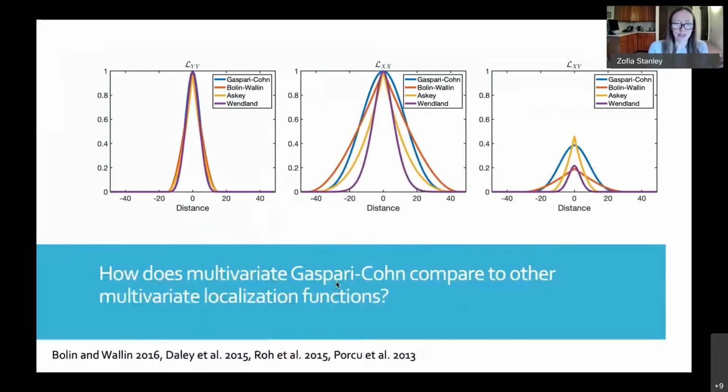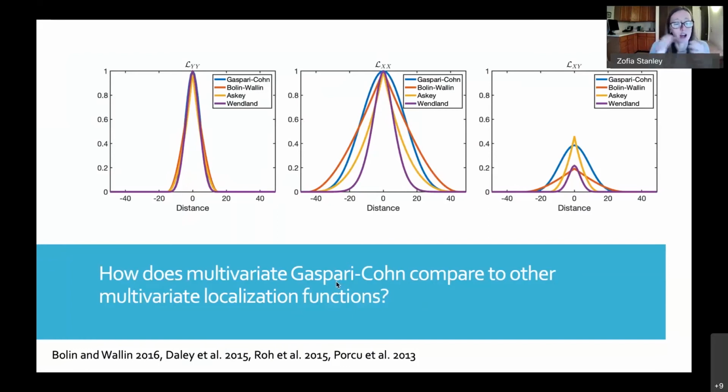There is one final question that I want to address here, which is how does multivariate Gaspari-Cohn compare to other multivariate localization functions? So we'll compare this to 3 other multivariate localization functions. Bolin and Wallin is another one that's created through kernel convolution, and this is actually a second multivariate localization function that we introduce in this paper. However, it is based on some work done by Bolin and Wallin in their 2016 paper, where they develop spatially adaptive covariance models for non-stationary fields.